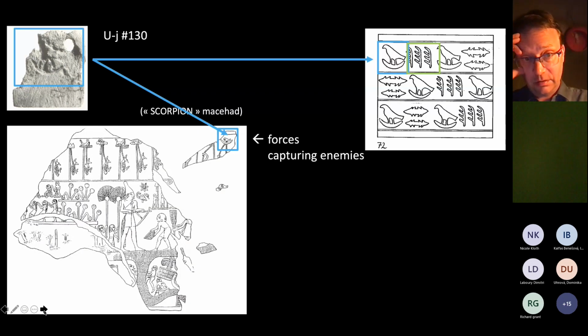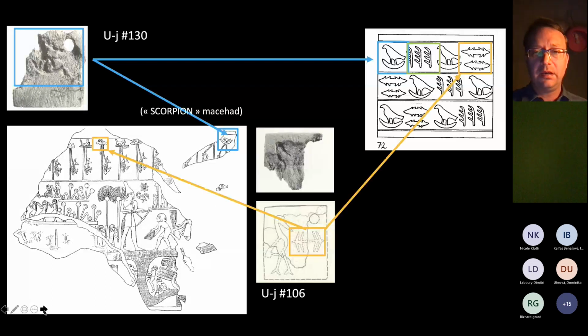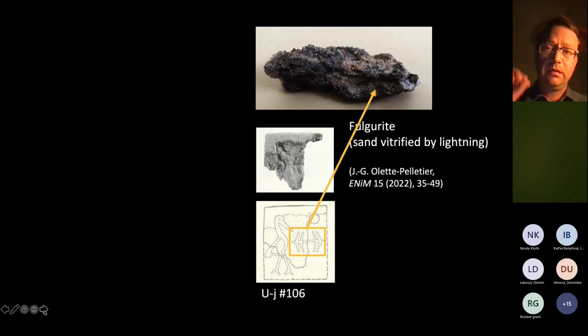And the falcon on the throw stick, you have it again among the forces that capture the enemies for the king on Scorpion's mace head. Where you also have the min symbol, which is again found in UJ and on our Saqqara shield. And the min symbol is interesting because it has recently been shown by Jean-Guillaume Pelletier that this is not a fossil or anything else, but a fulgurite, that is sand vitrified by lightning. The lightning strikes the sand in the desert and it becomes this glass-like item.